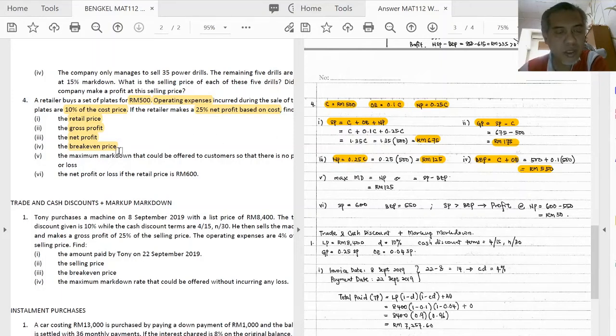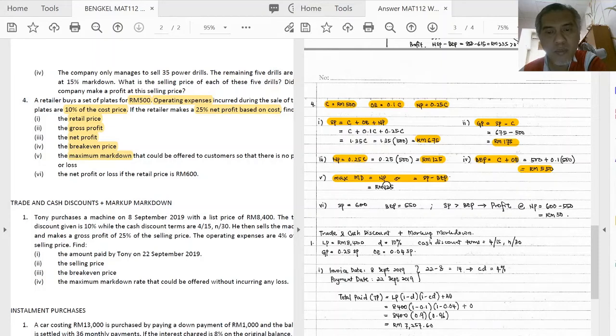The fifth question asks you to find the maximum markdown. This is in the form of values, not percentage. So the maximum markdown that could be offered without incurring any loss or without gaining any profit is simply equal to the net price, or equal to the selling price minus the break-even price. If you already know the net price, you can just equate the maximum markdown value with the net price.